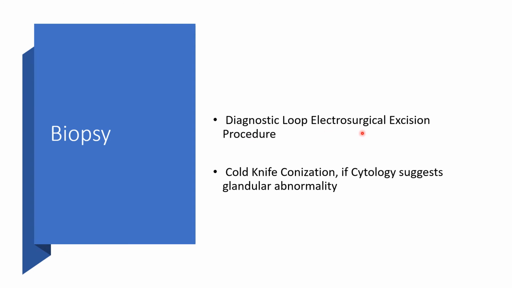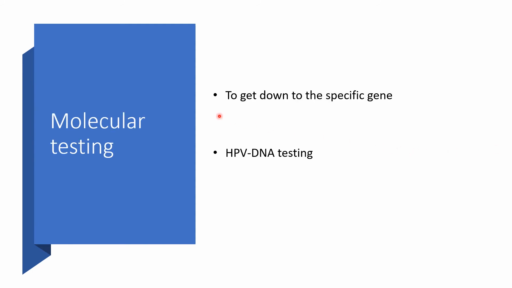Diagnostic loop electrosurgical excision procedure will be helpful. Cold knife conization if cytology suggests that we are dealing with glandular abnormality. Molecular testing could be done to get down to the specific gene. And also, you can have human papillomavirus DNA testing done. For women who choose to have human papillomavirus DNA testing done with cytology, that is the Papanicolaou test, the frequency of testing will be reduced to once in every 5 years.